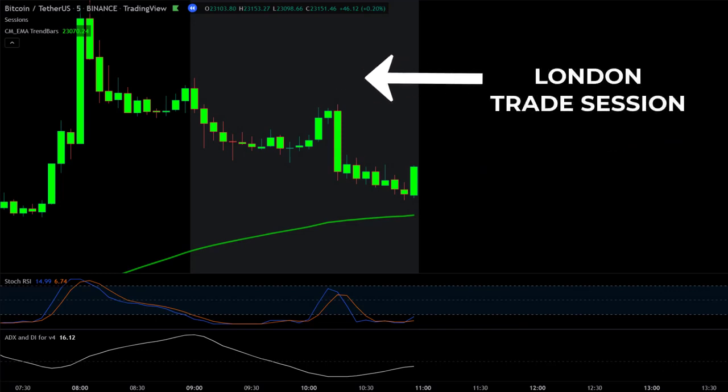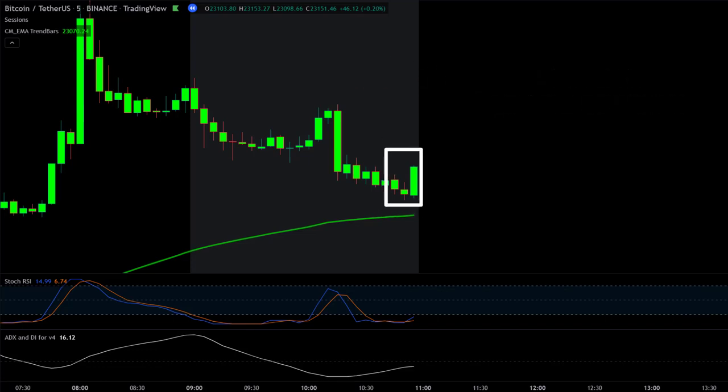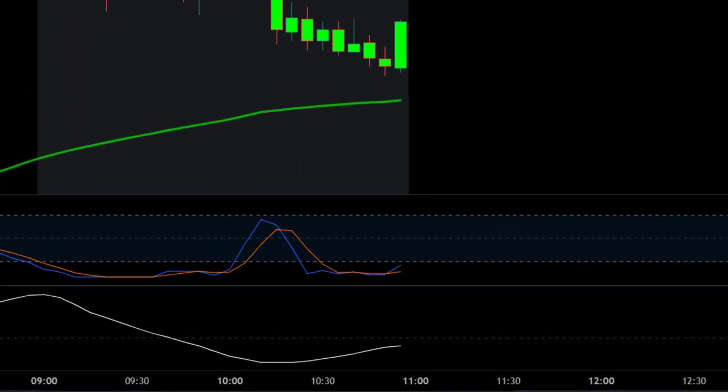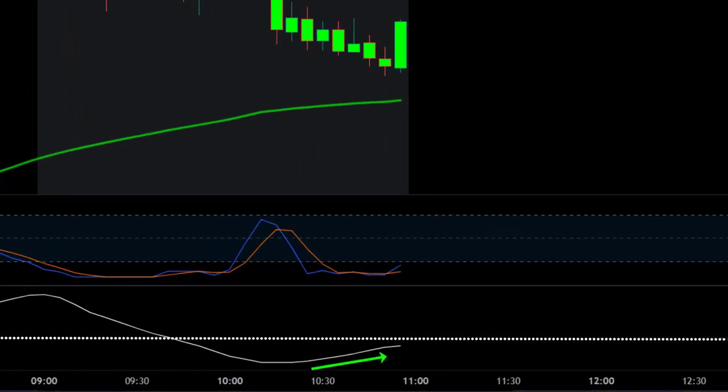You now know that initially we only trade in the gray area. We see that the price is now moving in the gray area. So now we're going to look at Rule 2. This rule was that we want to see the price above the CM-EMA line. Again, this is the case. We're now going to look at Rule 3. Rule 3 was that we want to see the ADX and DI indicator below the 20 level with an upwards trend. Again, this is the case.